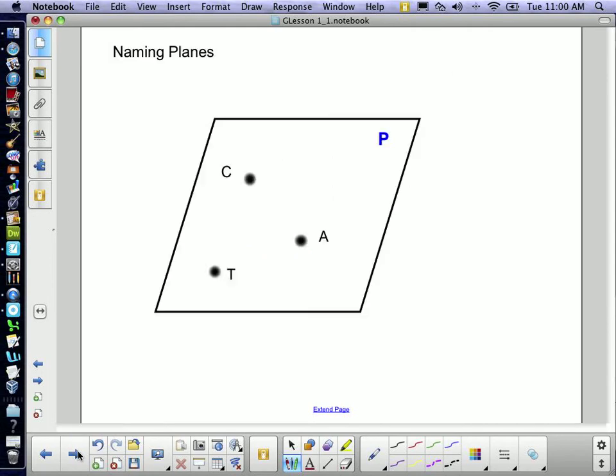Naming planes, we've talked about this already. This would be plane CAT, because those are 3 points in the plane. Or I could call it just plane P, because of that bold letter up in the corner.